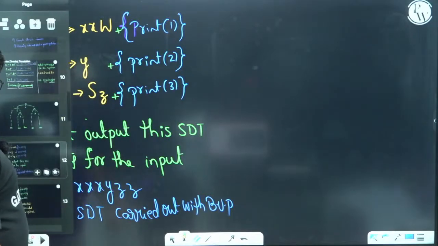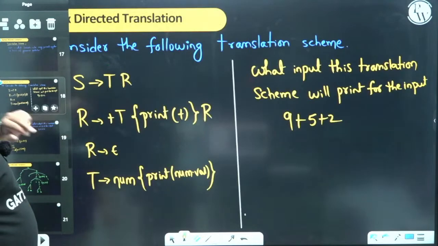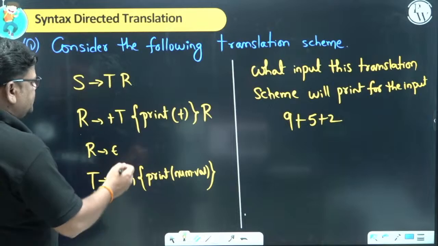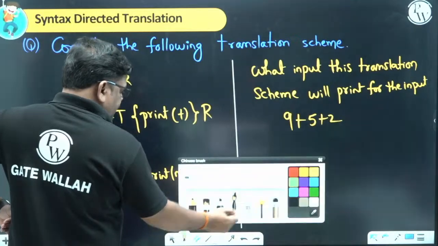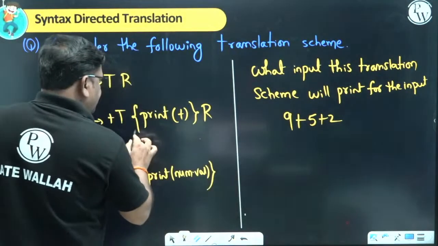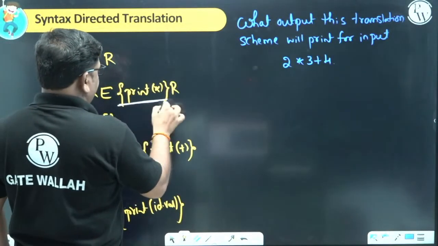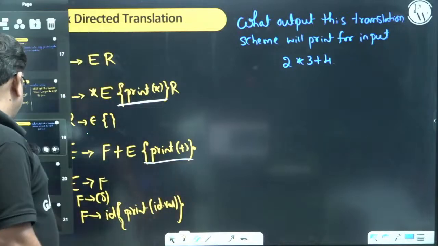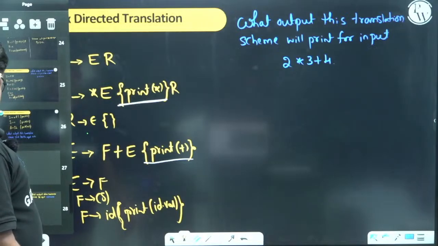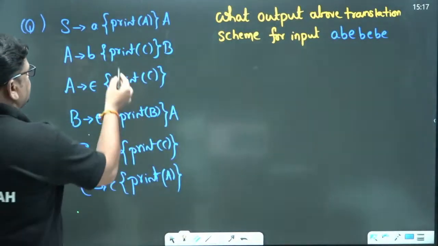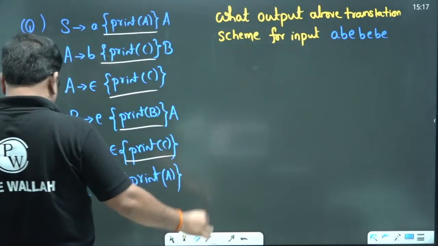There are some more SDTs you can see here. This is one more SDT. Look at this, the rule is there in the middle part. This is also allowed. So sometimes we can take semantic rules even in the middle of the productions. The rule can be anywhere: in the middle, at the starting, at the ending. So this is also allowed in SDTs.